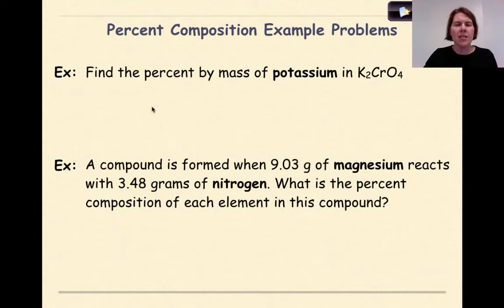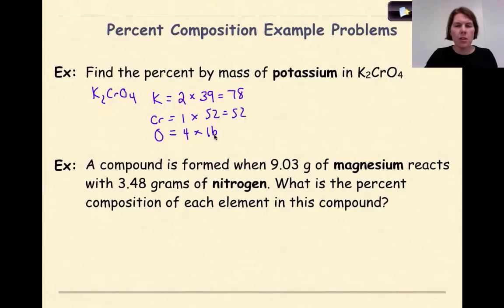The next one asks to find the percent by mass of potassium in K2CrO4. We have K2CrO4. I'm going to list my elements again, K, Cr, and O. I'm going to look at how many I have of each. So I have 2 potassium, 1 chromium, 4 oxygens. Potassium is 39, and 39 times 2 is 78. Chromium is 52, and oxygen is 16. 4 times 16 is 64, and if I add these all up, I get 194.